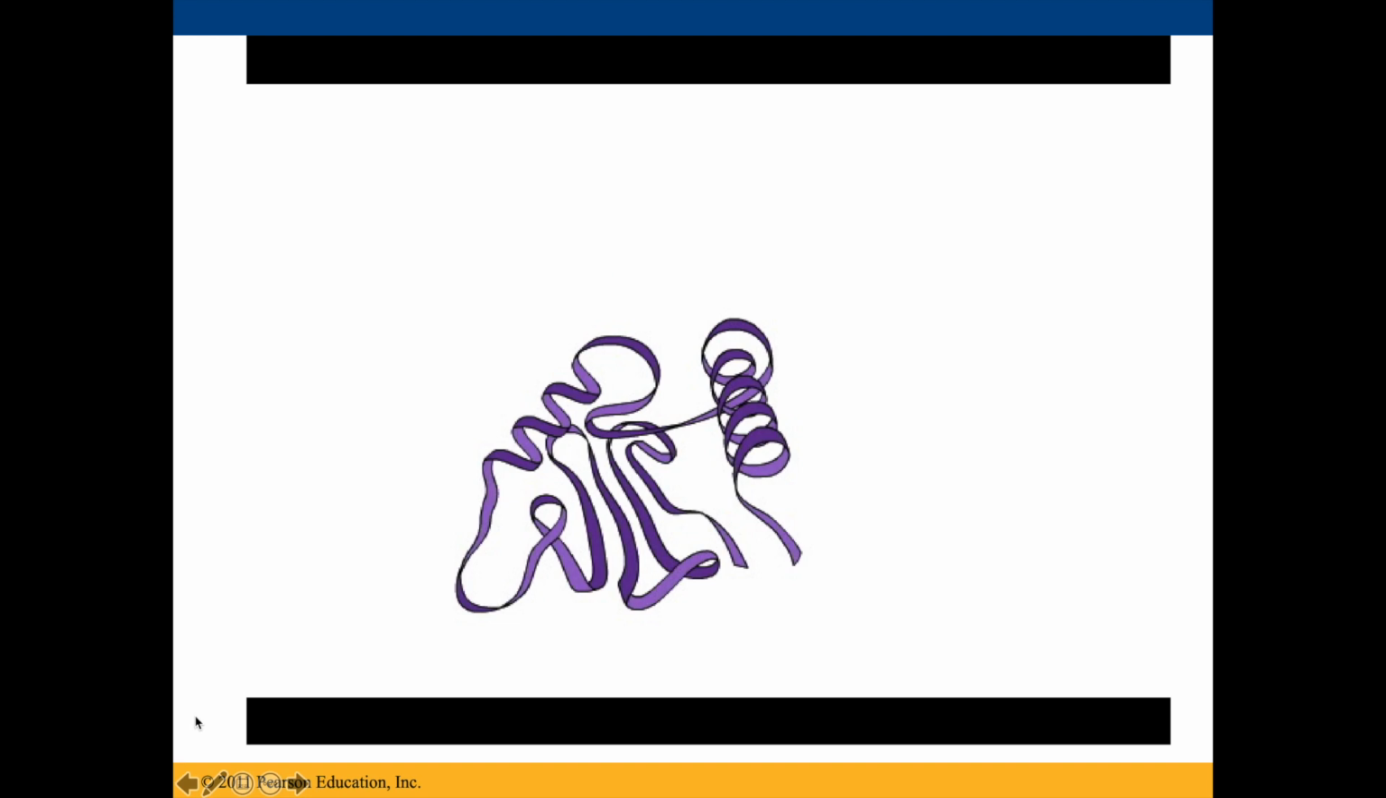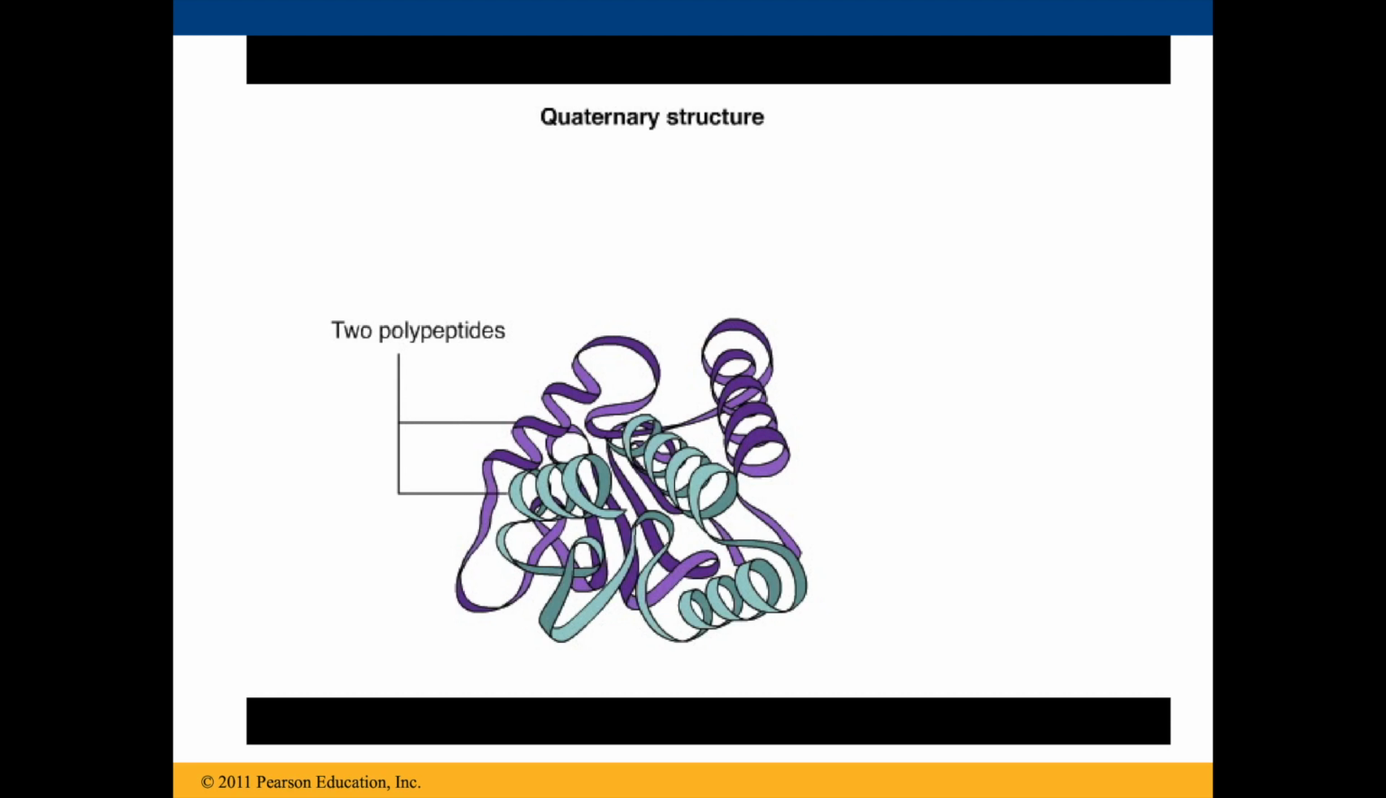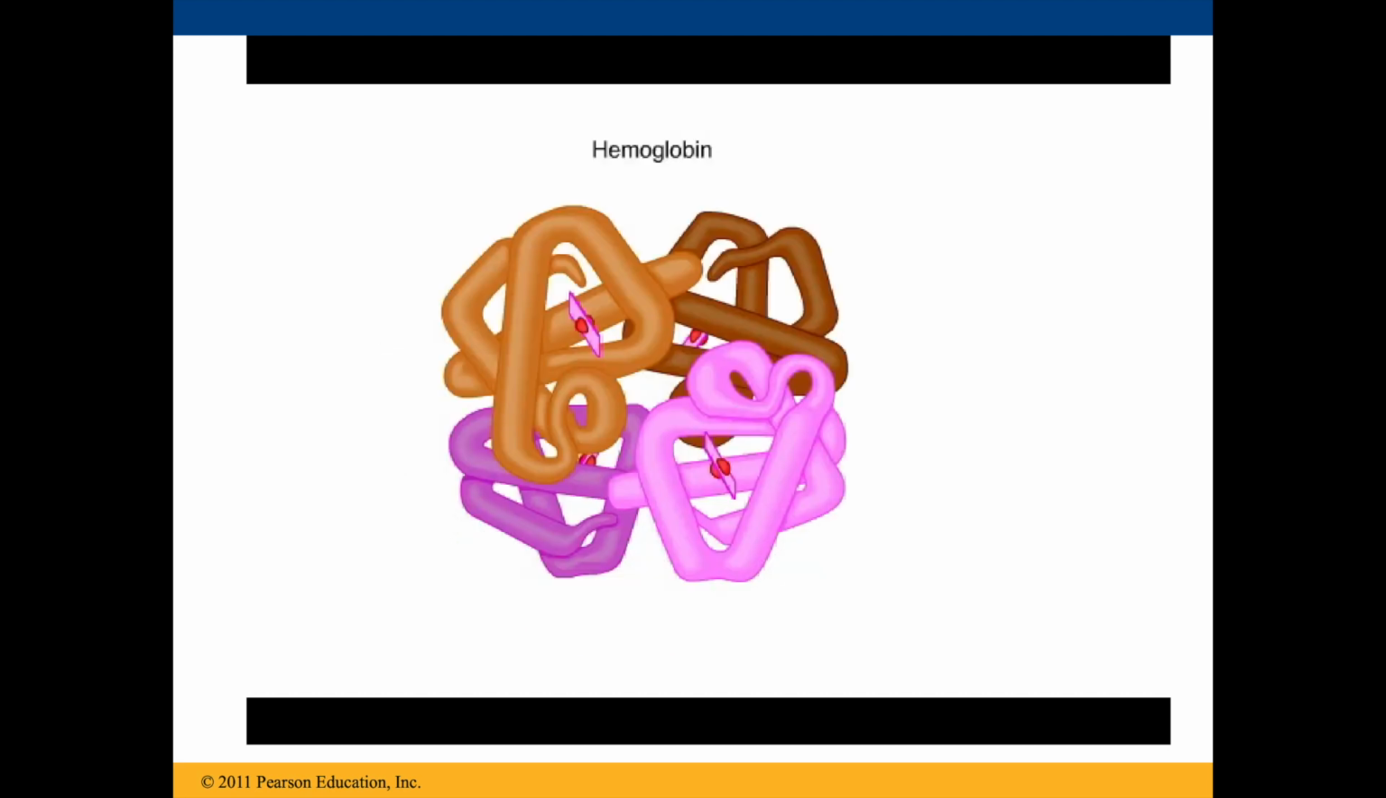Some proteins consist of 2 or more polypeptide chains. The 4th level of protein structure, quaternary structure, results from the combination of 2 or more polypeptide subunits. Quaternary structure is stabilized by the same sorts of attractions that stabilize tertiary structure.